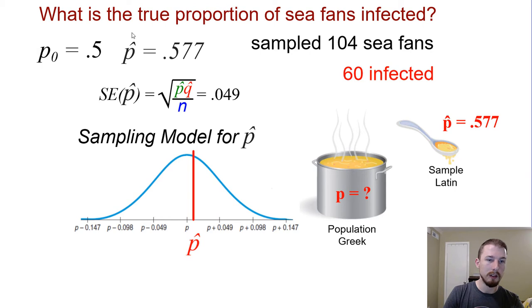The p hat tells us it's from a sample. In this case, we had 60 out of 104 sea fans that were infected. Now, as long as these are randomly sampled, we should expect that they're going to be representative of all the sea fans in the area.